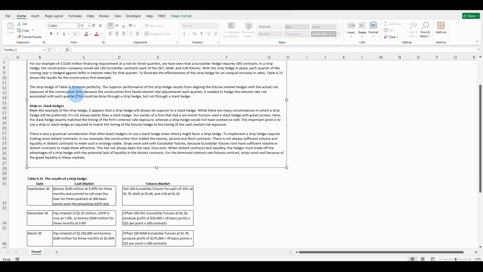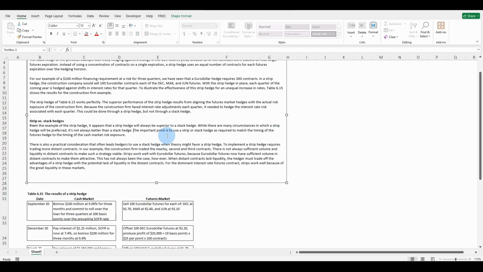Strip versus stack hedges. From the example of the strip hedge, it appears that a strip hedge will always be superior to a stack hedge. While there are many circumstances in which a strip hedge would be preferred, it's not always better than a stack hedge. The important point is to use a strip or stack hedge as required to match the timing of the futures hedge to the timing of the cash market exposure.